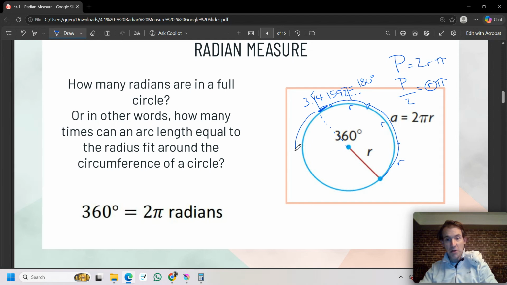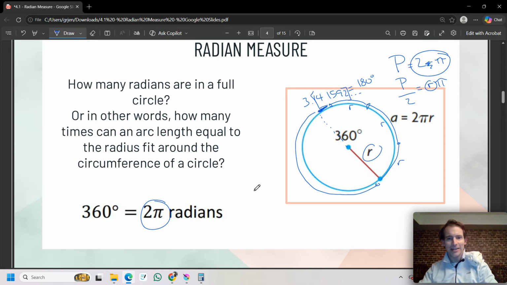So what if we went the full way around the circle, you ask? Well, that's 2 pi. 2 pi. Because the r is our unit. Okay, that's like we measure the radian in terms of the size of the radius.